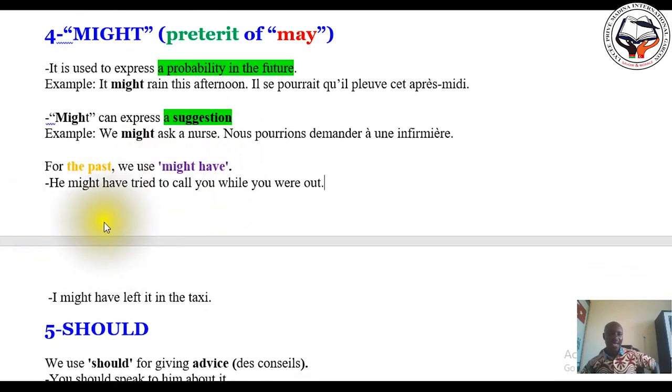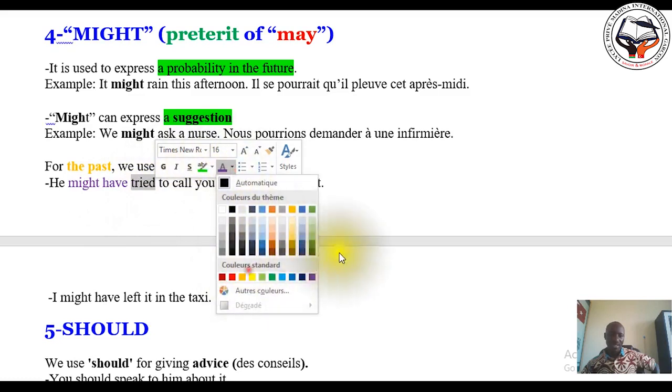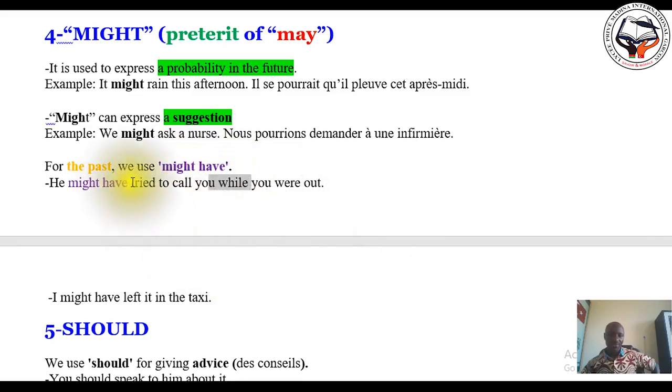Okay, he might have. And our verb here: tried. Might have tried. She might have tried to call you while you were out. He might have tried to call you while you were out.